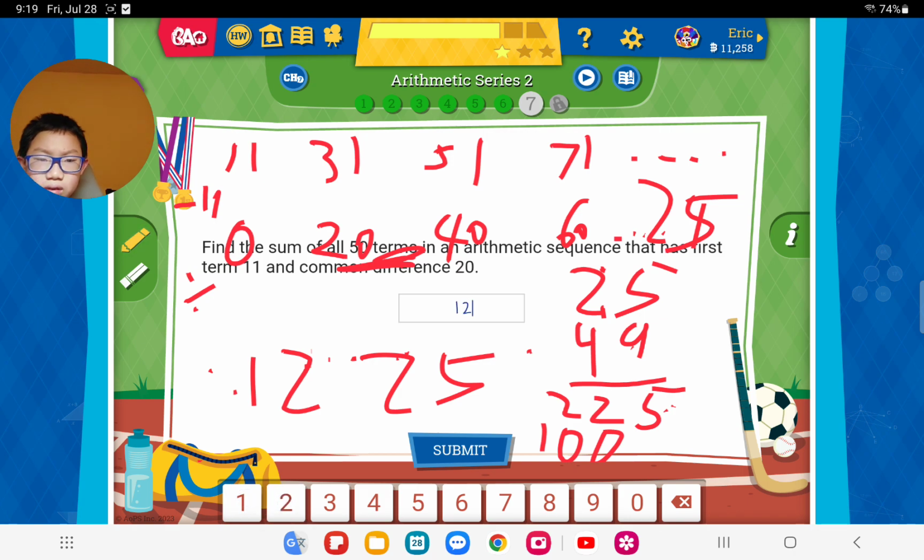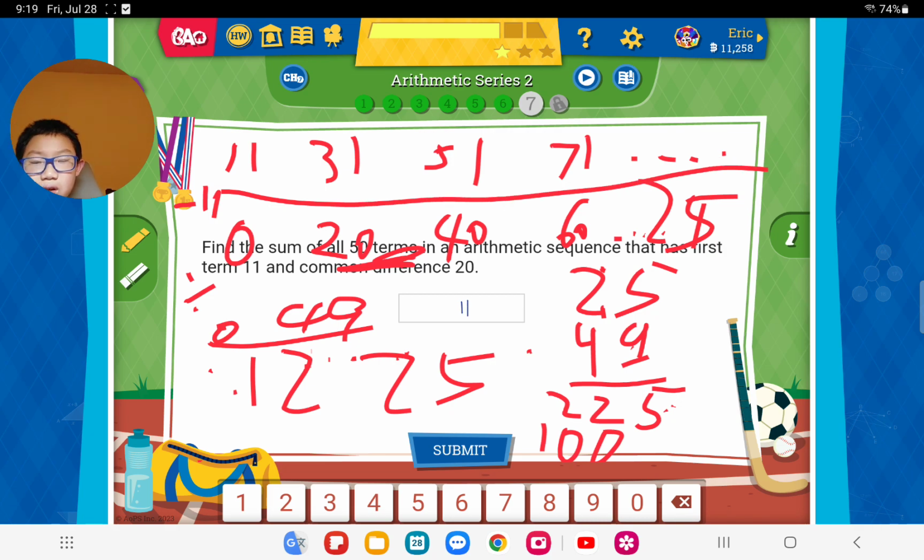What is this? This is the sum of 0 to 49. Is it correct? Yes. How do we get this number? This is the original sequence. How can you go back to the first one? Go back.